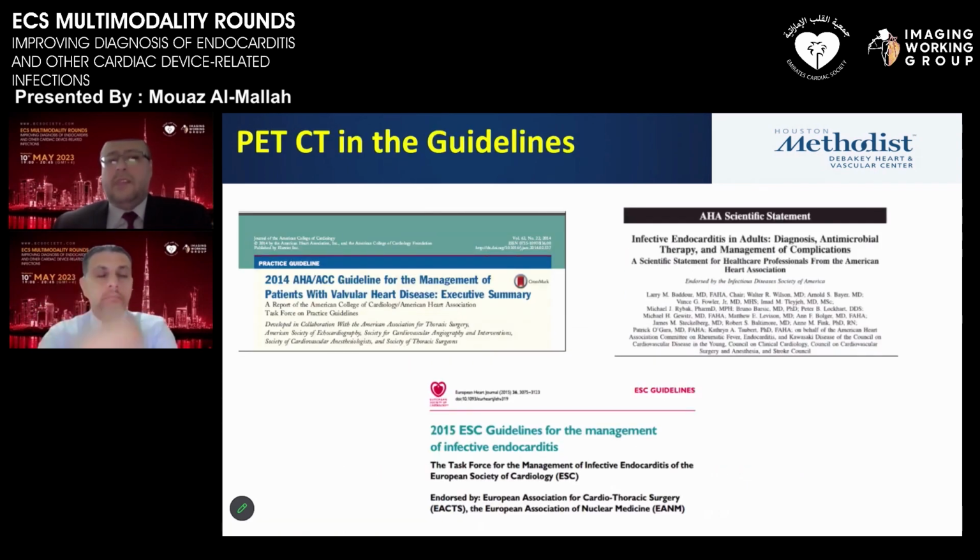So where is it in the guidelines? Unfortunately, it was not until recently that this is becoming more recognized. And as you see, most of these papers are less than 10 years old.